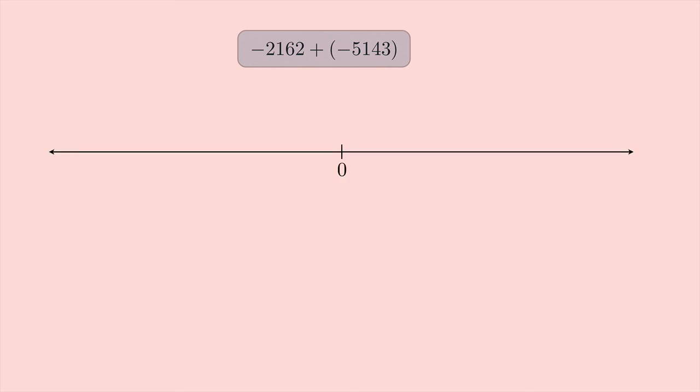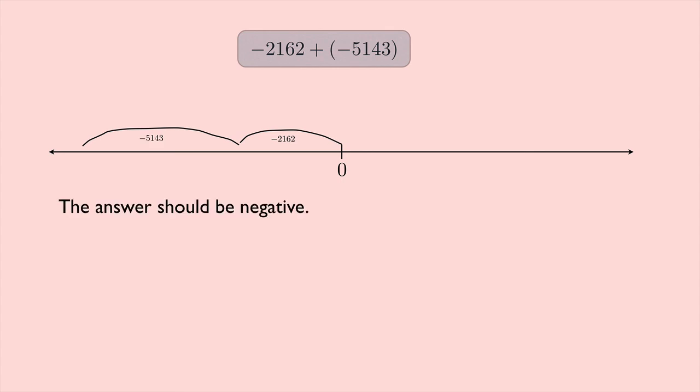Let's look at another example. -2162 plus -5143. So I'm going to draw my number line, and I'm going to label the origin. And first I have -2162. That's going to be a jump to the left. And then I have -5143. That's another jump to the left. So the answer should be negative.